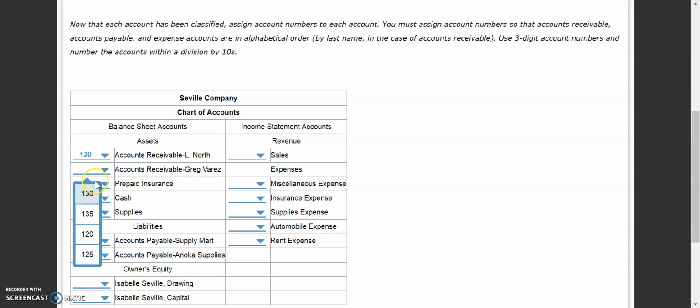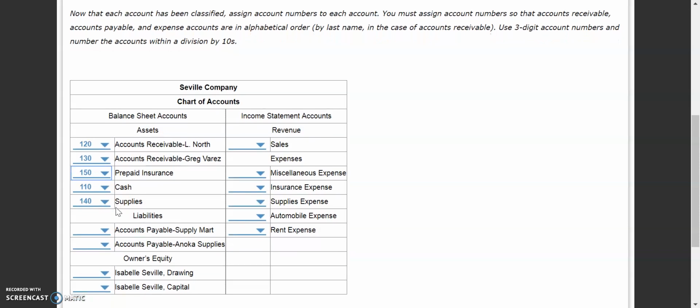Again going by tens, that's 130. And then it comes down to supplies and prepaid insurance. We technically classify supplies as more liquid because it would be easy for us to sell off supplies to get cash. It would be more difficult for us to be able to sell insurance to turn that into cash. So here we have our numbers for our asset division of our chart of accounts.